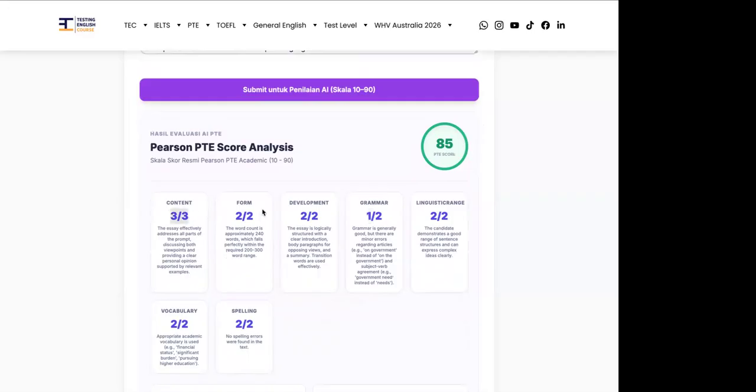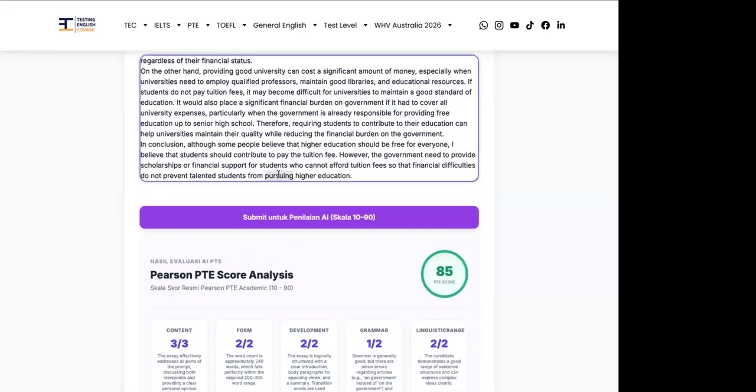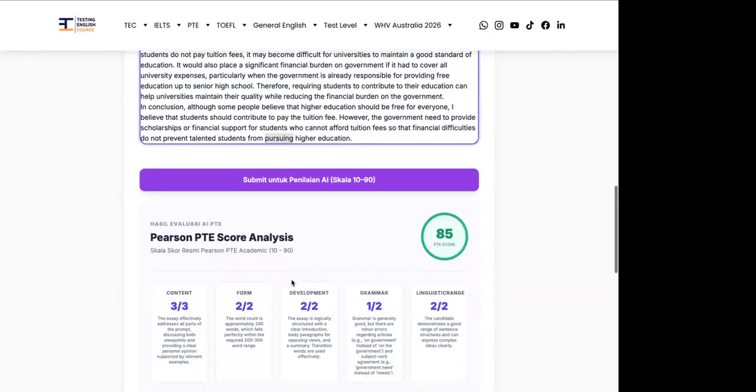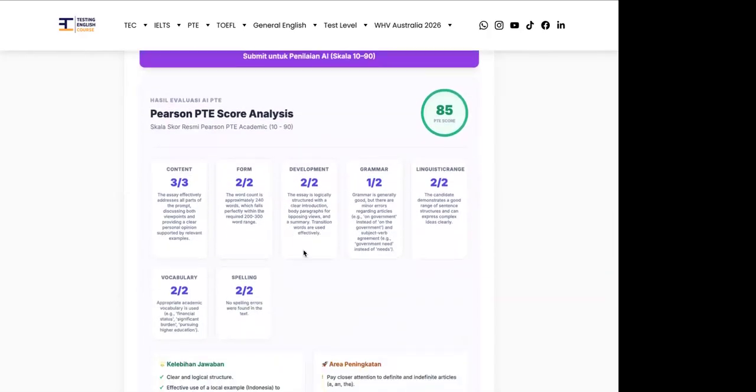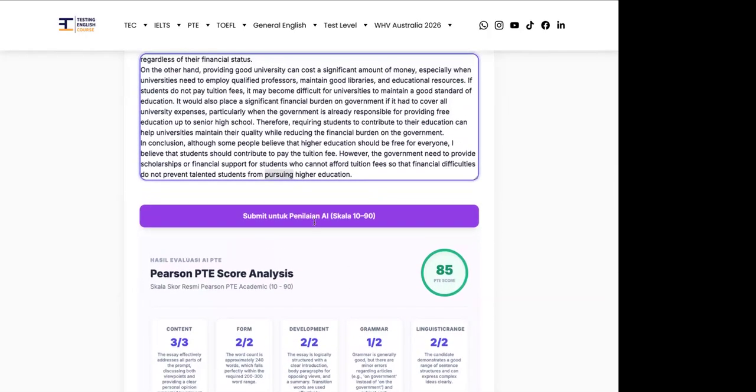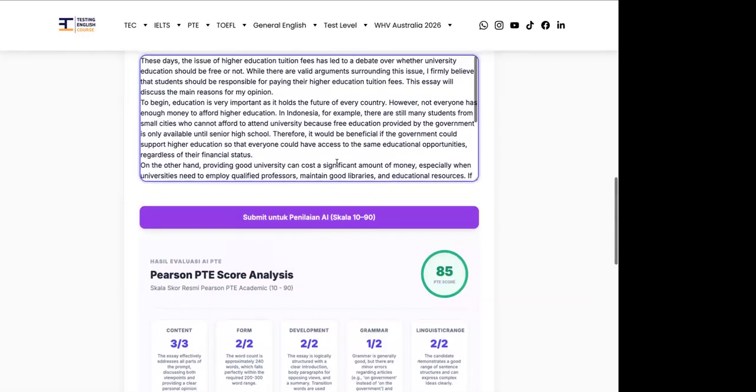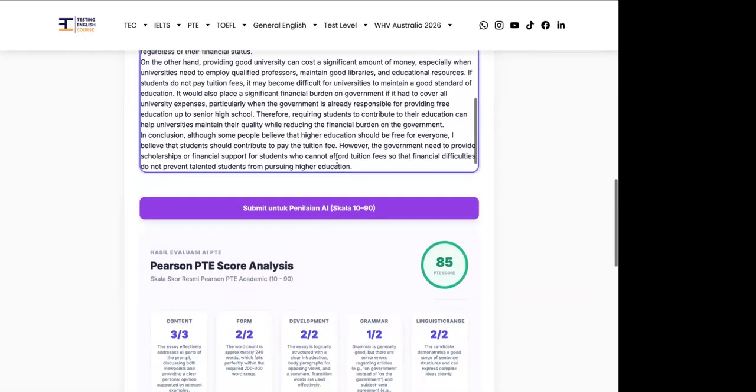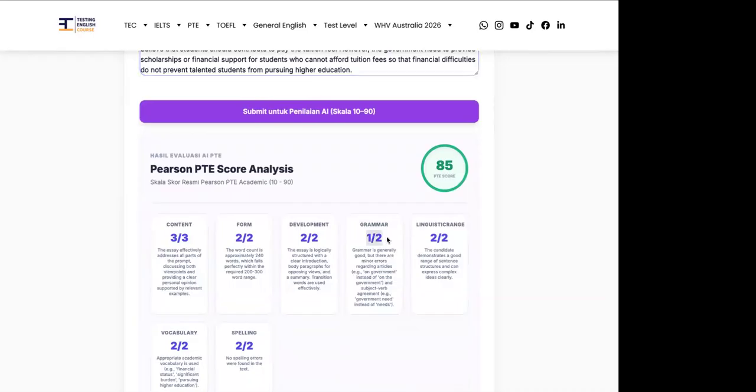Konten saya tidak pungkiri, form sudah pasti bagus, development sudah, linguistic related things dan range sudah, vocabulary sudah, financial status, significant burden, pursuing. Kata yang ini tadi, pursuing ini bagus dan kolokasinya pas. Spelling of course, mungkin next time kita coba lihat dan lain-lain. But I believe it's you. This one, on government instead of on the government.